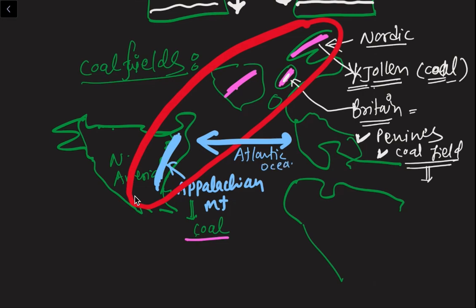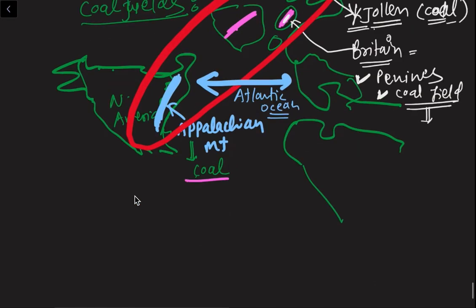Atlantic Ocean. But he said maybe these islands were all together. These two continents were together. There was no Atlantic Ocean earlier, and that's how these coal fields are similar. The coal is also similar. The quality is also similar. So this all formed in one area only.